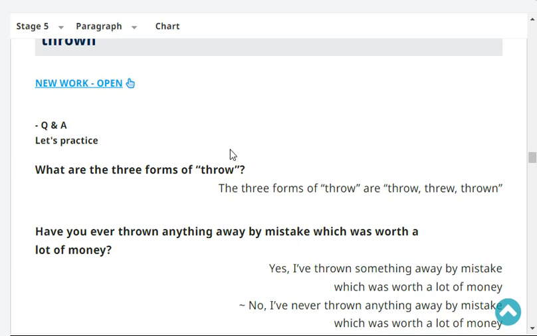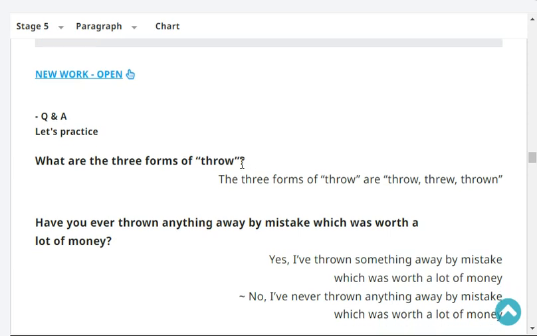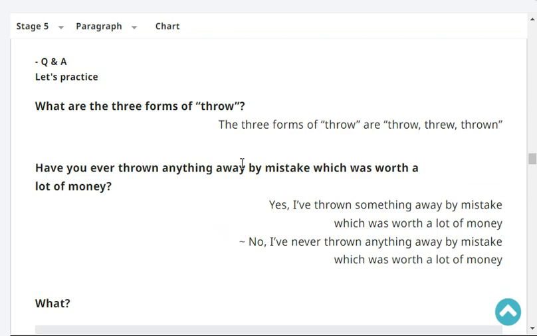Throw, threw, thrown. Very good. Thrown. Have you ever thrown anything away by mistake which was worth a lot of money?